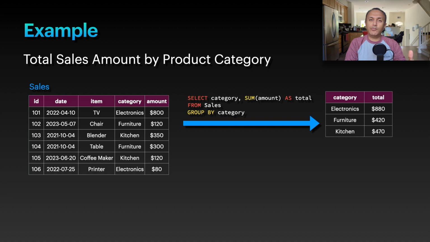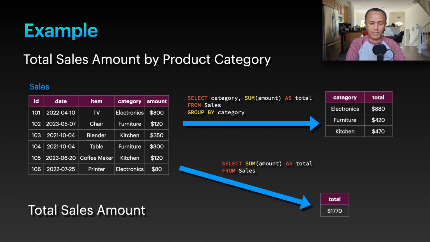We could try to summarize it even more if we want to get just the whole amount of the sales, not broken down by categories. So we could say: select sum of amount as total from sales, don't group by anything, just give me the sum, and it would be a single value. This is showing how much we can summarize this data and how many levels of summarization we can have.